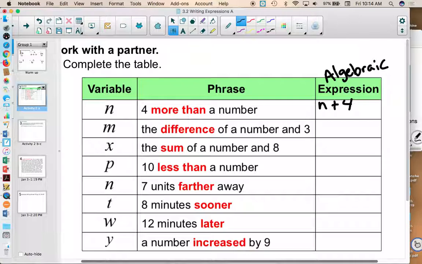Okay? The difference of a number and 3. You got to think about what operation does the word difference talk about? The difference of a number n and 3. Chance? N minus 3. Good job. The sum of a number and 8. What operation is the sum of a number and 8? Jordan. X plus 8. Good.